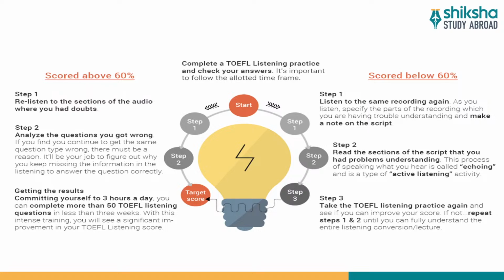So you can compare your score after you have practiced each of the modules, especially your reading and listening, and then maybe you can compare. If you are getting above 60%, then these are the steps which you should follow. And if you're getting a score below 60%, then definitely nothing to worry about. I have given the steps for that as well.